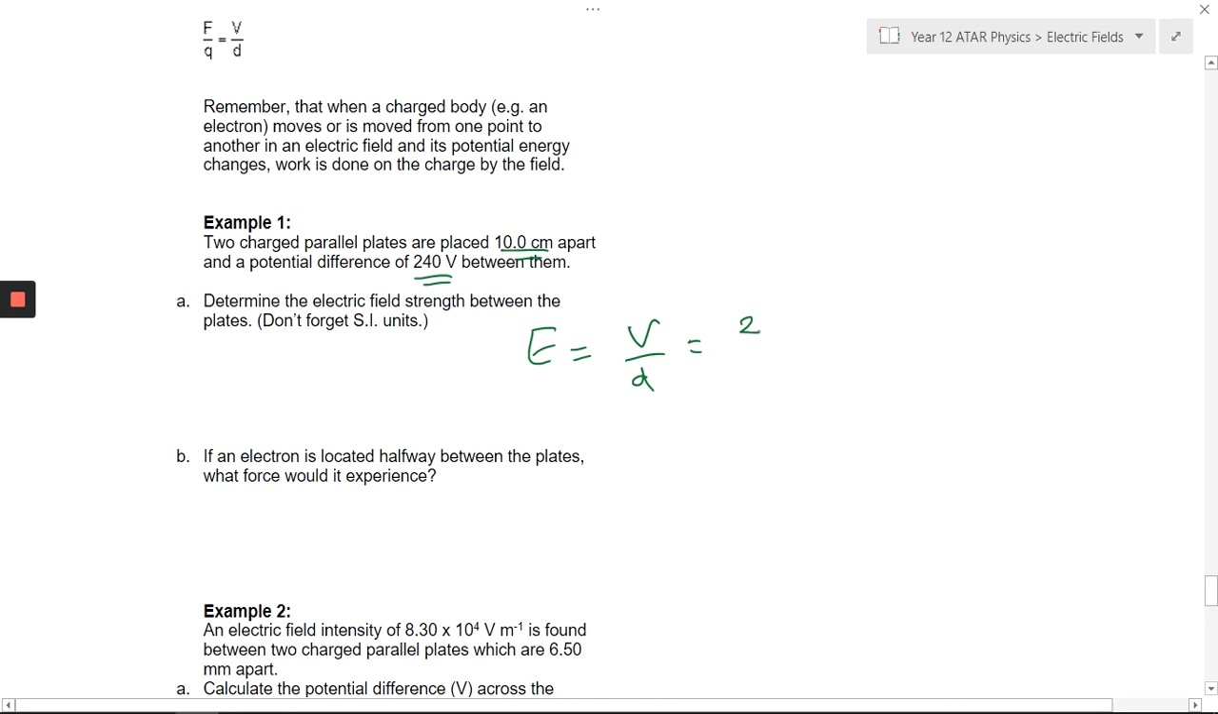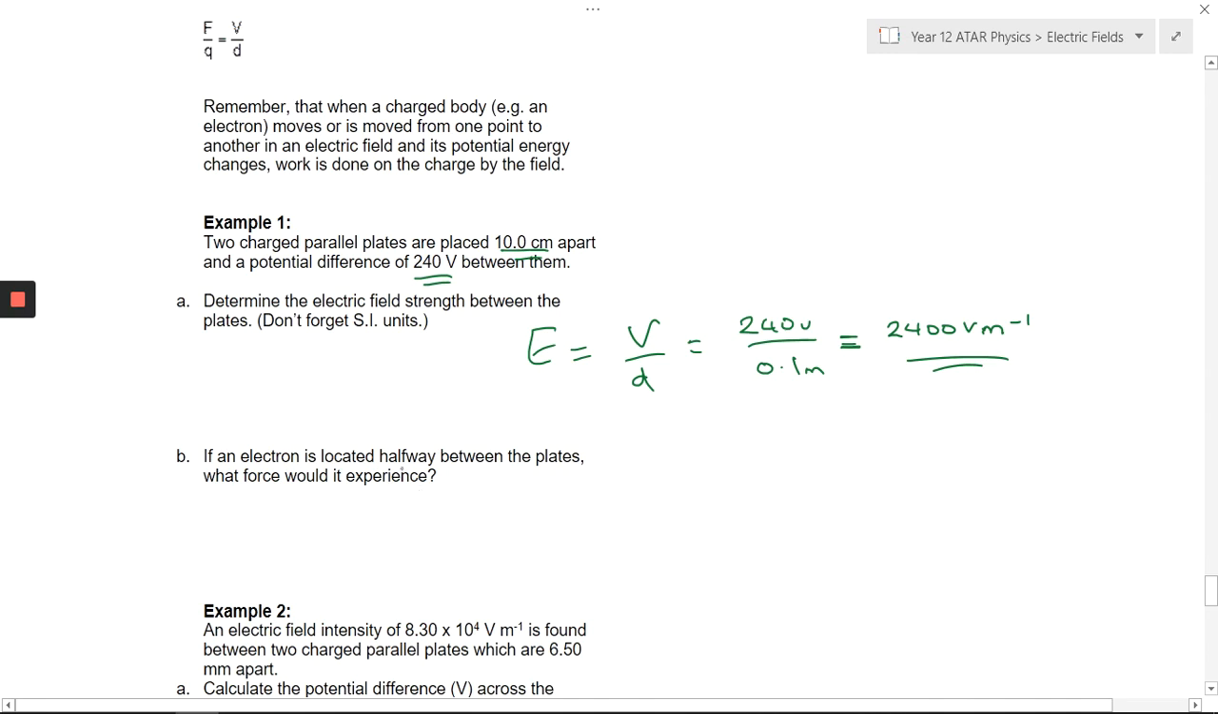So this is 240 volts divided by 0.1 meters away. And that gives you, and I always put this in my calculator in exam conditions because I always get things like this wrong when I try and do mental calculations. So always do this by yourself. Always put this in the calculator yourself. That's 2,400 volts per meter. That's the electric field strength. Okay, there's nothing else. We don't need to put positive, negative, anything like that.